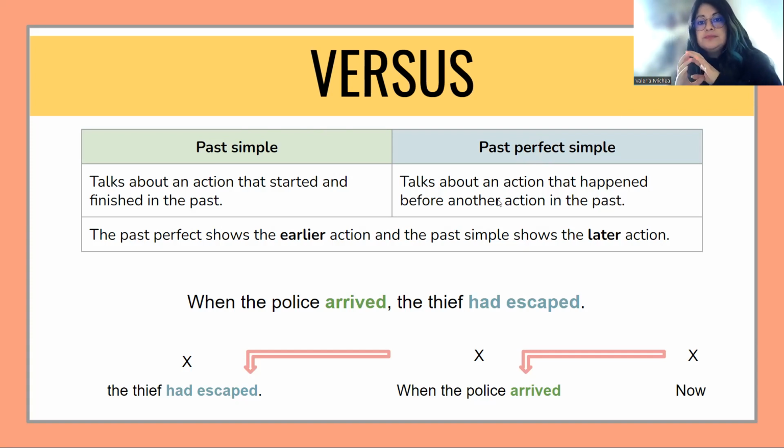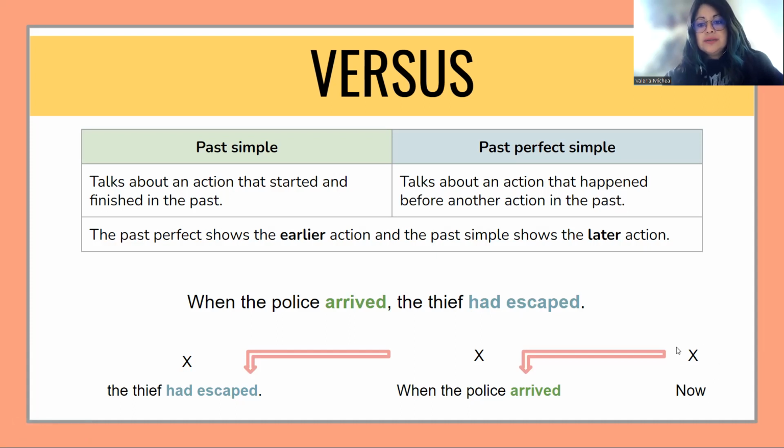Past perfect simple, it's an action that is also completed, but it happened before another action in the past. Let's have a look at the example. When the police arrived, the thief had escaped.